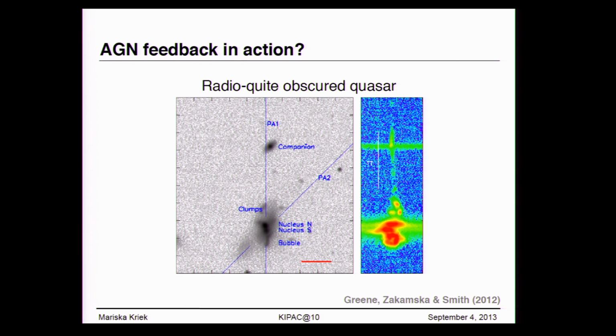So obviously, we do see that AGN are doing something to the galaxy. So AGN feedback in action, question mark. That's how I call this slide. This is work by one of the other organizers, Nadia Zakamska, and Jenny Green, who show a radio-quiet obscured quasar with a big outflow of about 1,000 kilometers a second.